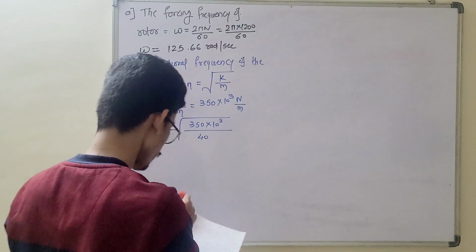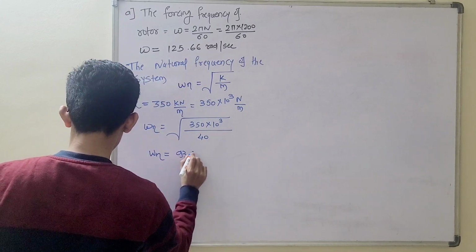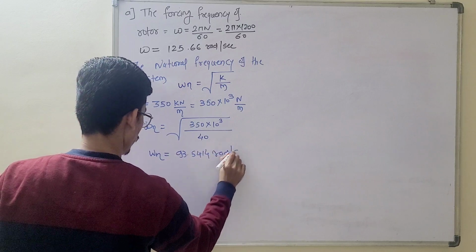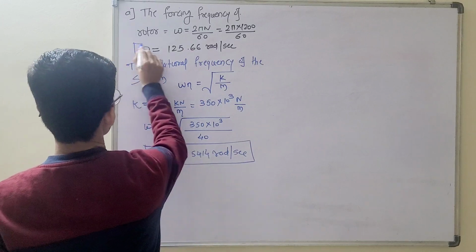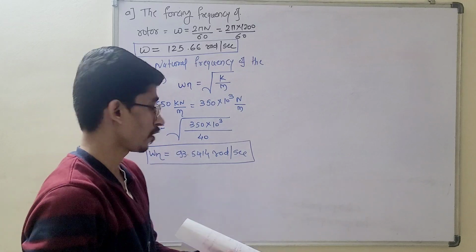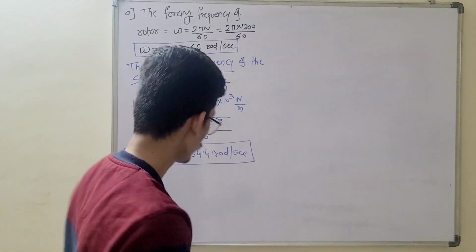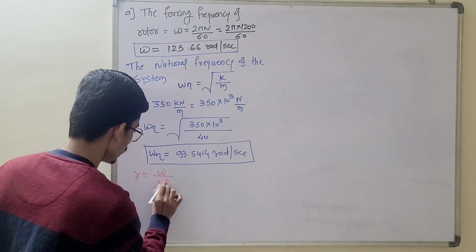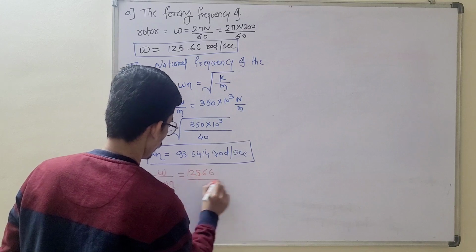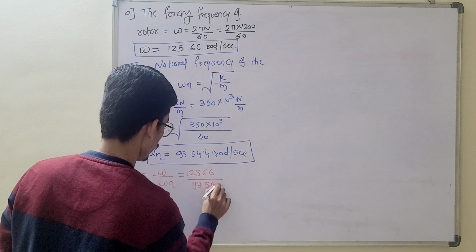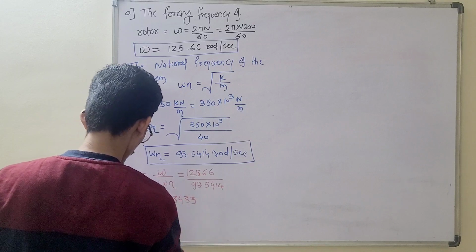So what answer will you get here? After solving this, you get omega n equal to 93.5414 radian per second. So you will find the natural frequency is 93.5414 radian per second, and this omega is the angular speed. Now from this data, we will find the frequency ratio, because the frequency ratio R is equal to omega by omega n. So this is 125.66 divided by omega n, that is 93.5414. So the frequency ratio we obtain is equal to 1.3433.